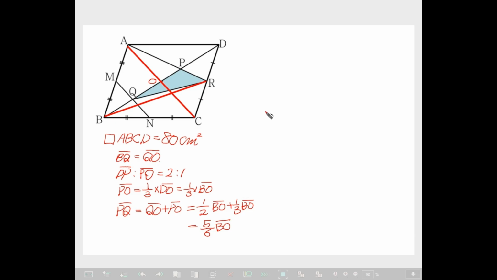And triangle ABC equals 40. Triangle ECD equals 40. Triangle RBD equals 10.